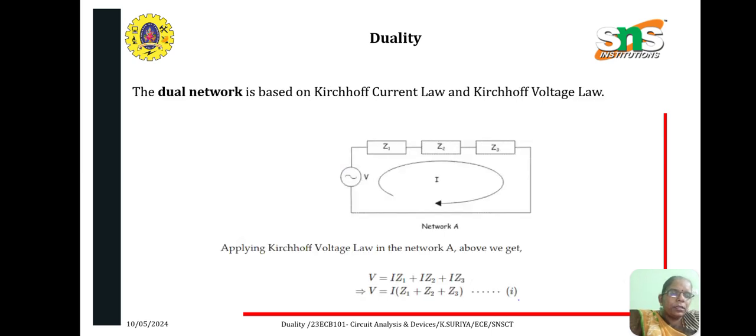A dual network is based on Kirchhoff's current law and Kirchhoff's voltage law. Consider the figure shown here, which consists of a voltage source in series with 3 impedances Z1, Z2 and Z3, and the current flowing through it is I. Now if you apply Kirchhoff's voltage law in the network, you will get V is equal to I into Z1 plus I into Z2 plus I into Z3. When you combine it, you will get V is equal to I into (Z1 plus Z2 plus Z3).